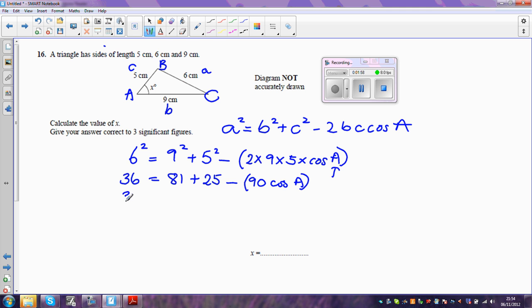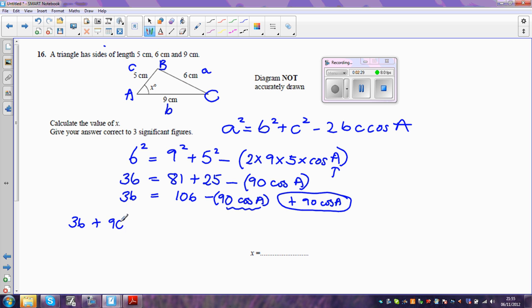Okay, and if I then work this out, 36 is going to equal 81 plus 25, that's 106, minus 90 cos A. Now, don't make the mistake here of doing 106 take away 90. You mustn't do that. This is what we're trying to make the subject. So I'm going to add 90 cos A to both sides. The left-hand side becomes 36 plus 90 cos A, which doesn't really need to be in a bracket, and that is equal to 106.